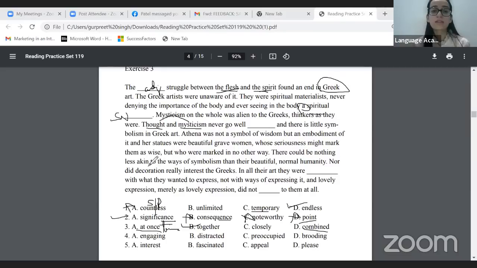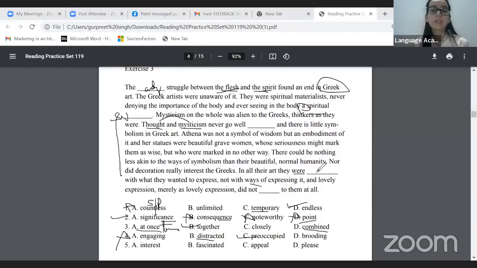And then there could be nothing less akin to the ways of symbolism than their beautiful normal humanity, nor did decoration really interest the Greeks. In all their art, they were dash with what they wanted to express, not with the ways of expressing it. So with were comes the past form, it's a past story going on. We cannot say engaging, ing is not the language of the text. In all their art, they were distracted with. Distracted is a negative word. Distracted means they were not able to concentrate. They were preoccupied with what they wanted to express. They were brooding with. Brooding is also a negative word. Brooding means when you are engaged in a deep thought, which is about a sad thing or a bad thing. So that is brooding. So we'll go with preoccupied.